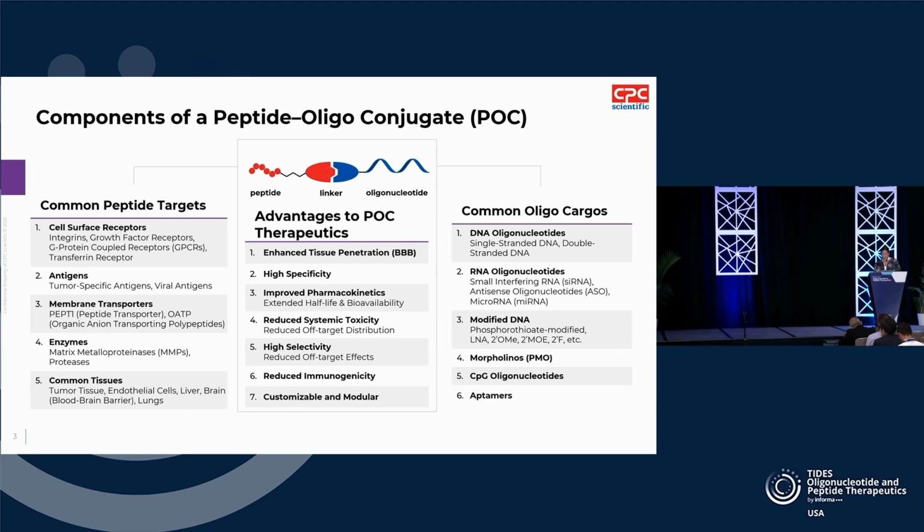And the therapeutic component, in this case an oligo, can encompass single-stranded DNA, double-stranded DNA. It can do all of the standard therapeutic RNA oligos. All of these can be added: siRNA, ASOs. We can also do morpholinos, make PMOs, PPMOs. And beyond the customization of the capabilities of these POCs, they also offer some exceptional therapeutic potential due to their enhanced tissue penetration, their high specificity and selectivity. They have reduced off-target effects, maybe some improved pharmacokinetics like extended half-lives, bioavailability, and then lower immune responses.